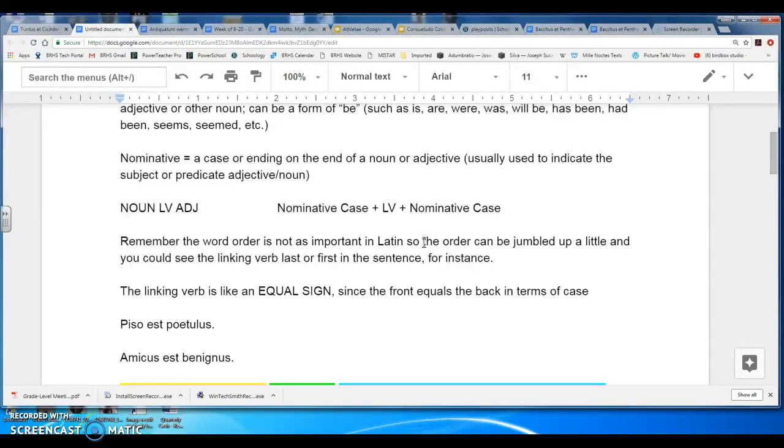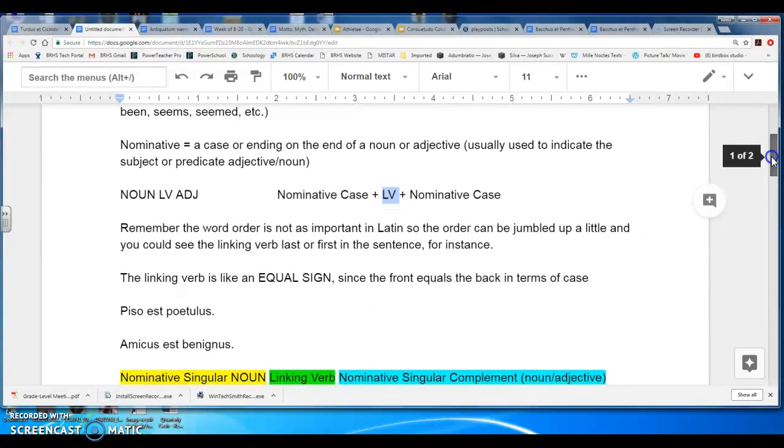So you can treat the Latin linking verb like an equal sign, because when it's in this word order, nominative case, linking verb, nominative case, this linking verb here will be an equal sign, because the front nominative equals the back nominative in terms of case.